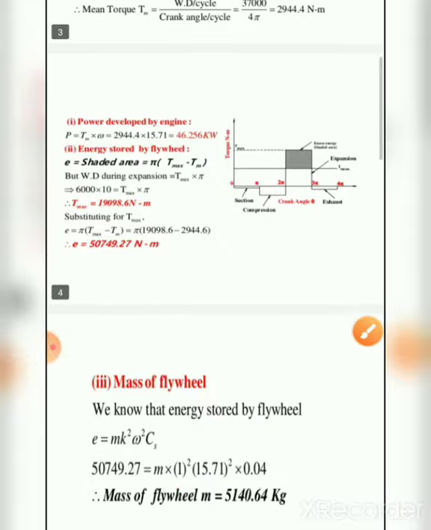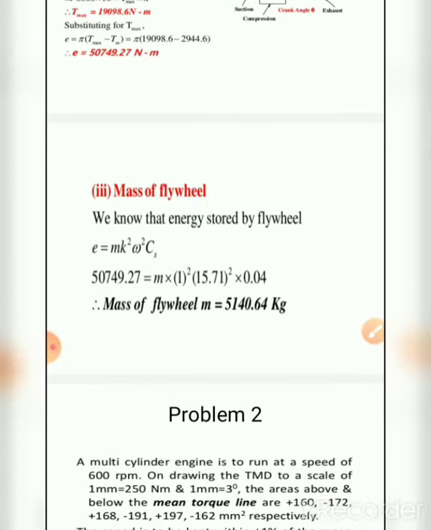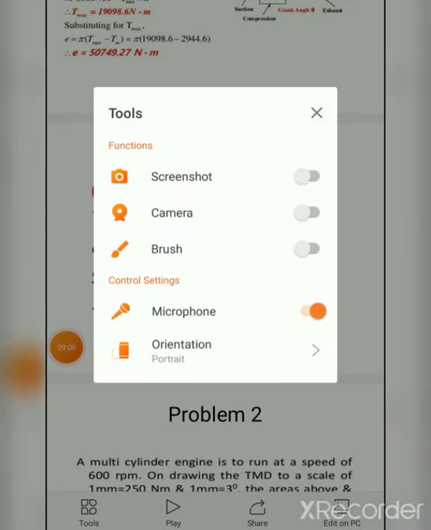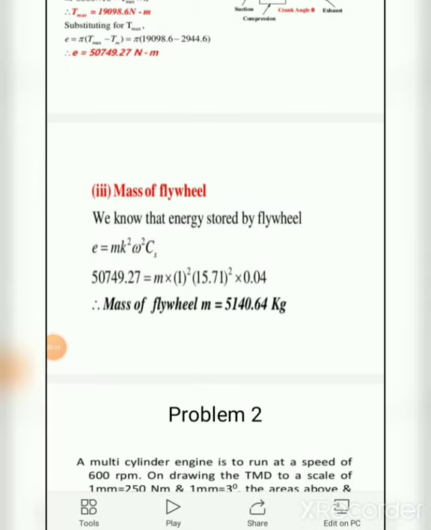Okay, now moving further, the third thing we have to find is the mass of the flywheel. As we all know, the equation of energy stored by the flywheel is E equal to m k square omega square Cs, where m is the mass, k is the radius of gyration, omega is the angular velocity and Cs is the coefficient of fluctuation of speed. All the values are with us, so we can directly find the mass of the flywheel. So m is equal to 5140.64 kg.